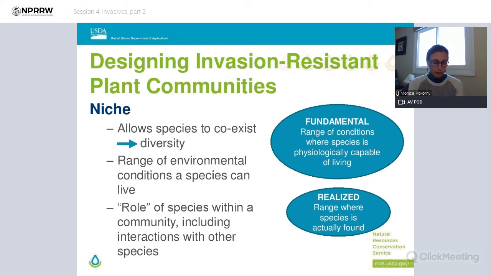So the first plant ecology concept that we're going to talk about is invasion resistant plant communities. And this really incorporates the idea of niche into plant communities and resource use. So a niche is really what allows species to coexist and creates diversity on a site. So you can have a fundamental niche in an area, which is really the range of conditions where a species is physiologically capable of living. But then there's also the realized niche, which is a range where the species is actually found.